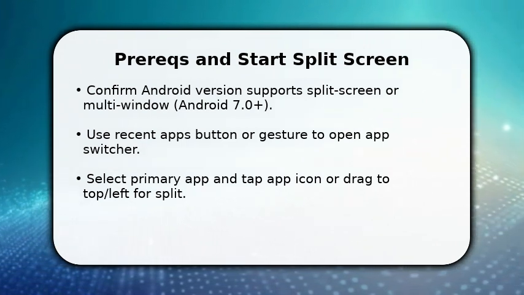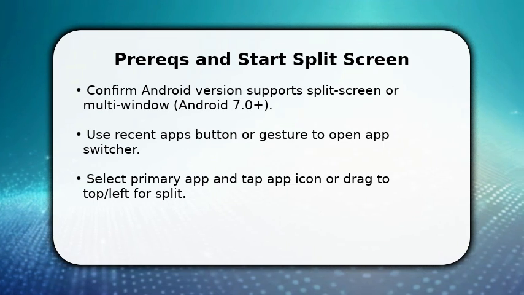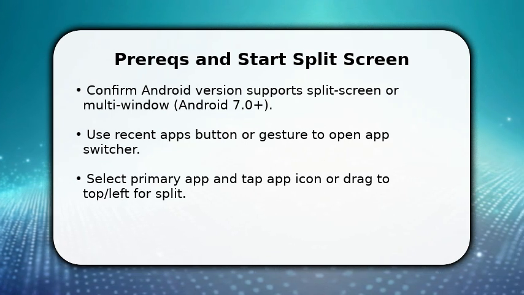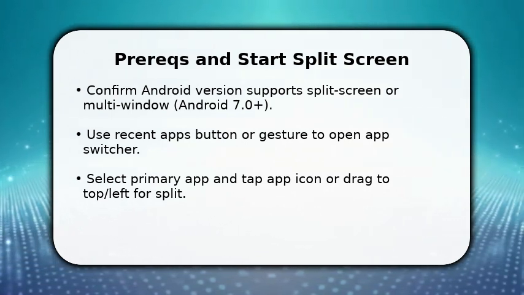Now, make sure to either long press the app icon in Recents or drag the app preview. This places it in the top or left pane. You're initiating the split, so act deliberately to lock the first app into position before adding the second.